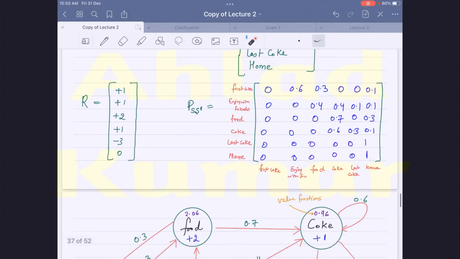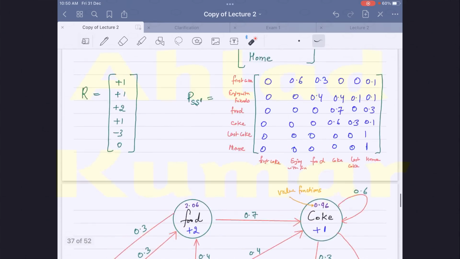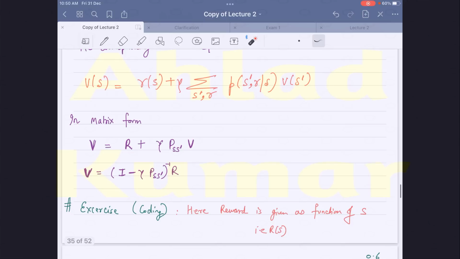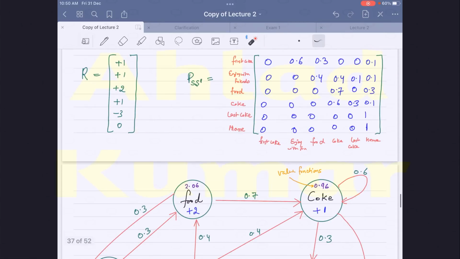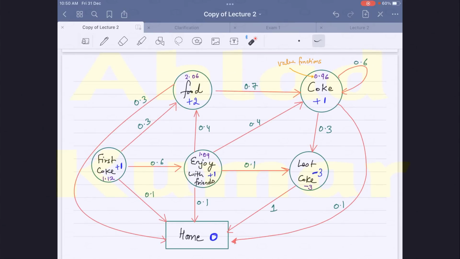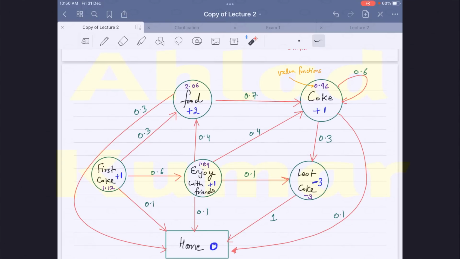Once we have this and this, we can use the equation we discussed earlier to implement this Markov random process in Google Colab. We will calculate that value and see whether it comes out the same as the value we are calculating in this slide. Let us say we are interested in calculating the value of Coke. I will find the value function of this state, Coke, and check whether it is 0.96 or not.